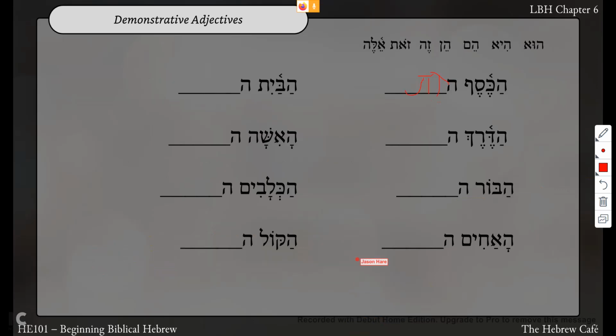All right, so we're back to habait. I'll take this one. Habait. Bait is house. Habait hazeh means this house. And habait hahu is that house. I can't say habait ha'ele because bait is singular and ele is plural. And I can't say habait hazot because zot is feminine and bait is masculine. Habait hazeh, habait hahu.